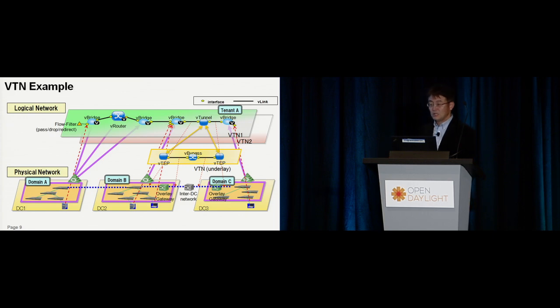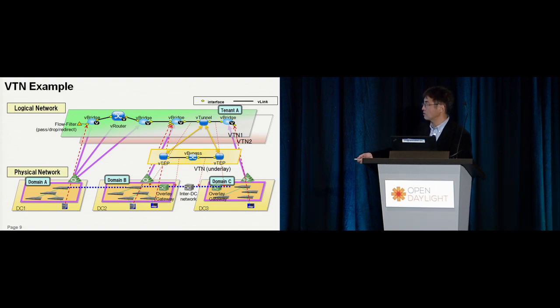Then this is an example of how a VTN will be created on the network. In the physical network layer, we have 3 domains or 3 data centers. Each data center or domain has its own controller, represented by these green triangles. These controllers will manage the existing OpenFlow switches, and these 3 controllers can have a single multi-tenant environment crossing multiple domains and multiple controllers.